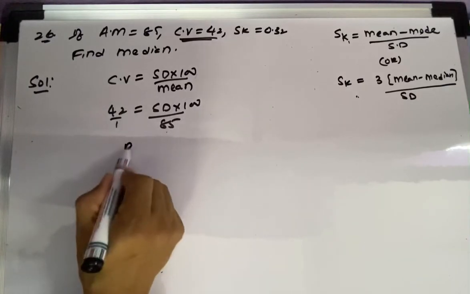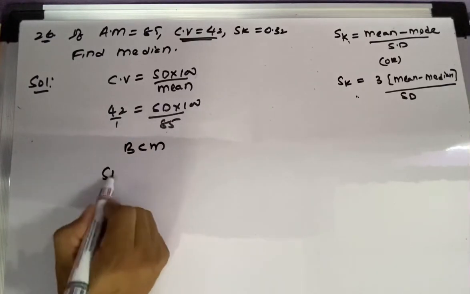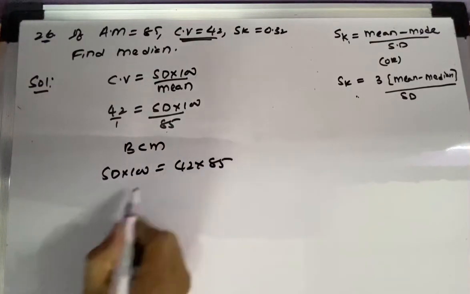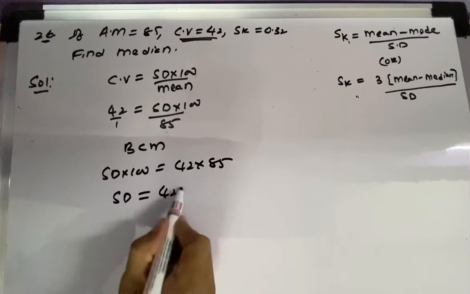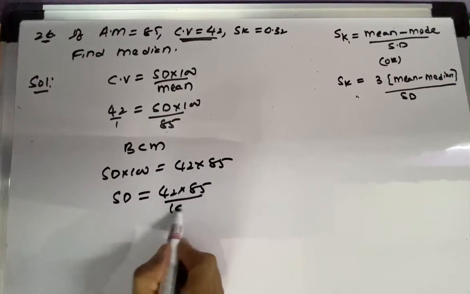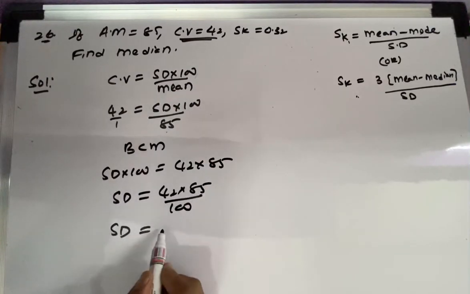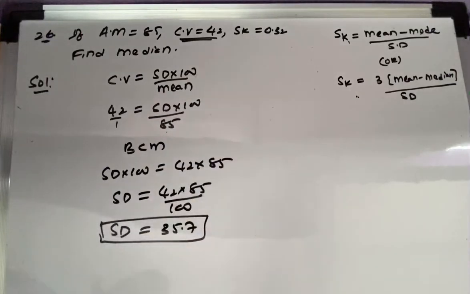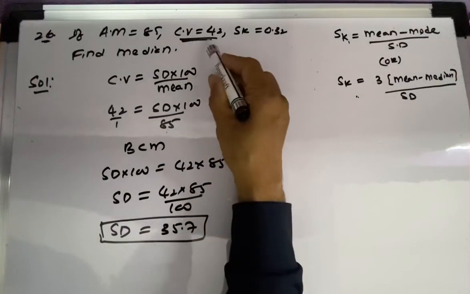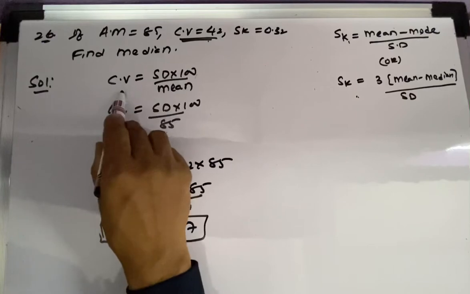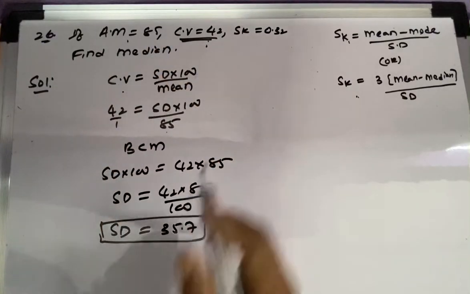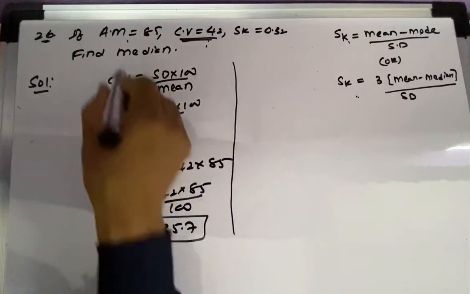If we cross multiply this one, 1 into standard deviation into 100 as it is equals 42 into 85. So standard deviation equals 42 into 85 divided by 100, which is 35.7. We got the standard deviation. They have not asked us to find standard deviation, but by seeing the coefficient of variance value, we have to write the coefficient of variance formula and substitute the coefficient of variance and mean. Now we have to find the median.